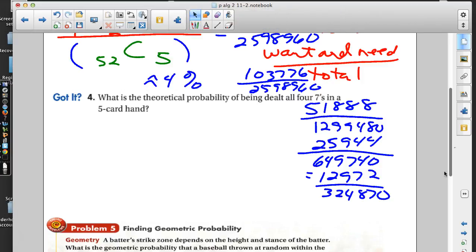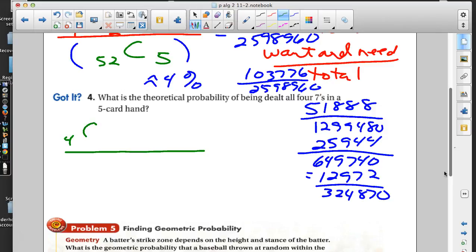Then, the Got It says, what's the theoretical probability of being dealt all 4 sevens in a 5-card hand? So let's think about what we want. What do we want to happen? What's the goal of your hand of cards? 4 sevens. How many sevens are there? There's 4. So you want them all. You're greedy. You want all 4 sevens.